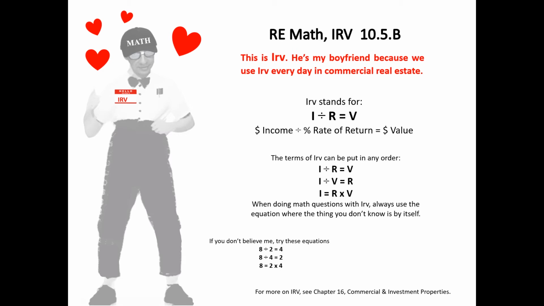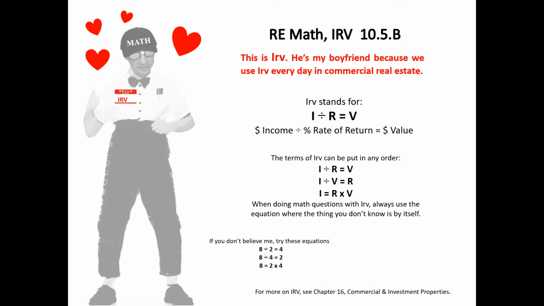IRV is a math equation that you do use all the time in commercial real estate. And we're going to have to get pretty used to it because I promise you it will be on your licensing exam. Now, IRV stands for I divided by R equals V, which is income divided by rate of return equals value. This is something that we discuss in great detail in the commercial chapter, which is chapter 16. For now, we're just going to be doing the arithmetic.